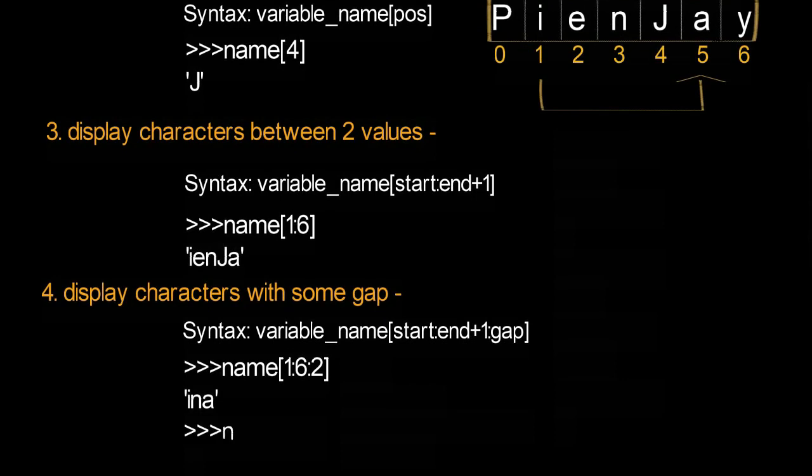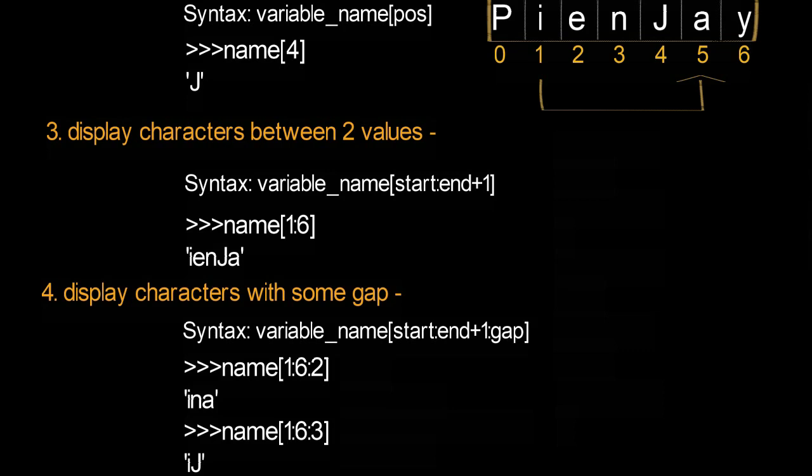Also, now let's try name square bracket 1 colon 6 colon 3. It gives the result as IJ. We can see every third character is displayed between 1 and 5. By default, the gap is set to 1 and all characters are displayed. Furthermore, it is not necessary to use them. These are just features that strings have.